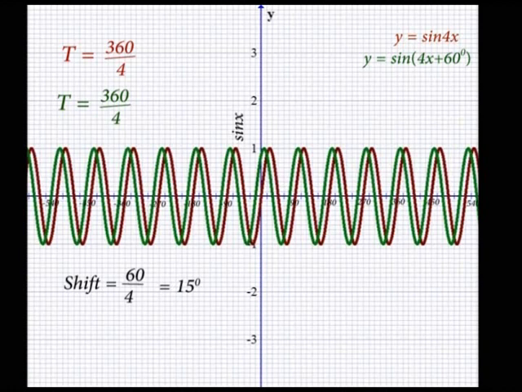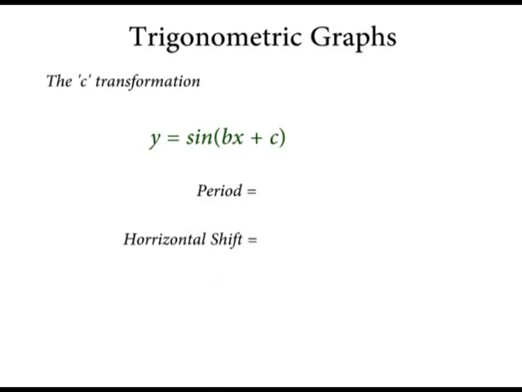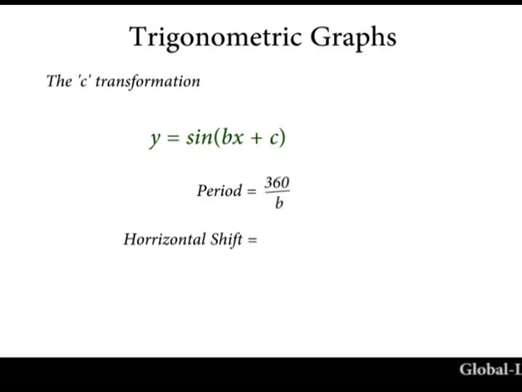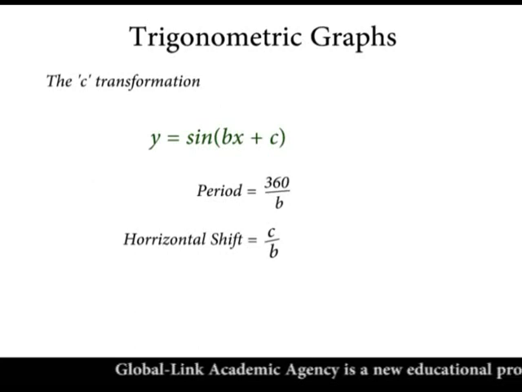And so in general, for y is equal to sin bx plus c, the period is 360 over b, or 2 pi radians over b, and the shift is c over b. And remember, c could be positive or negative.